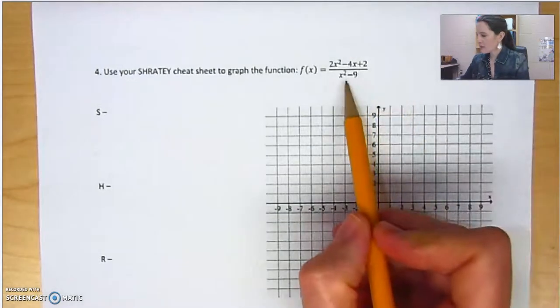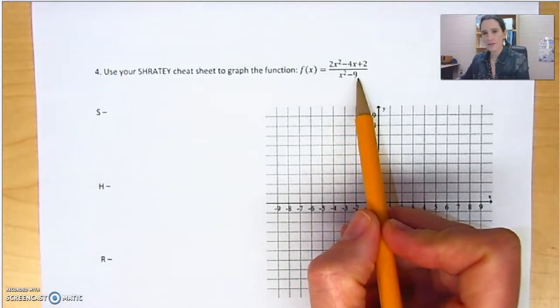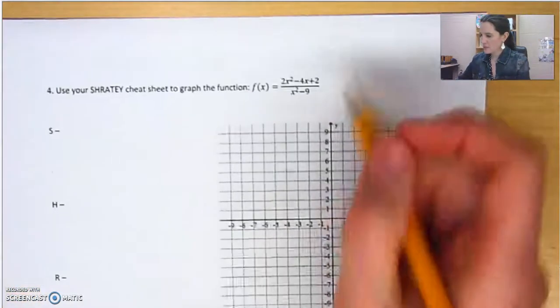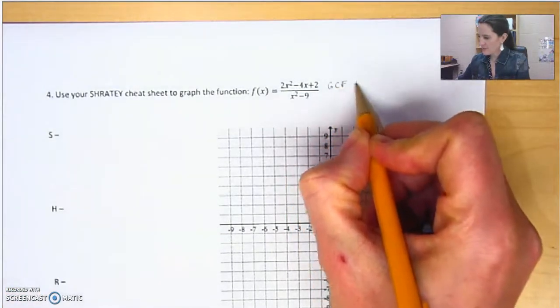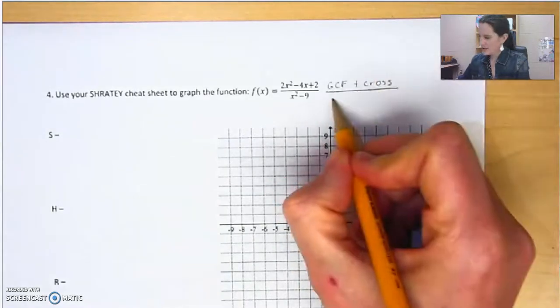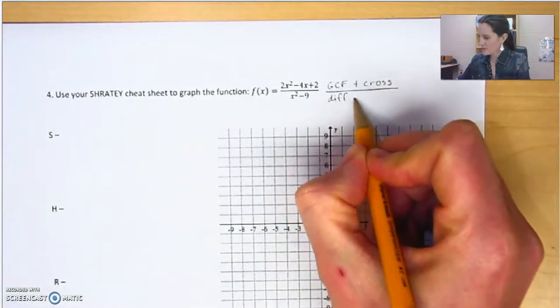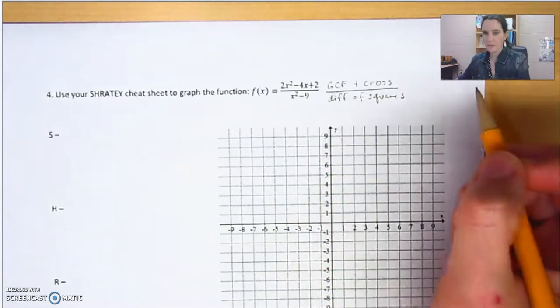And then on the bottom, we have 2 perfect squares that are being subtracted. So that's difference of 2 squares. So here's our game plan. We're going to do GCF and cross method in the numerator, and then difference of 2 squares in the denominator. All right.